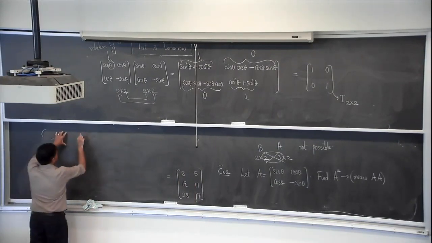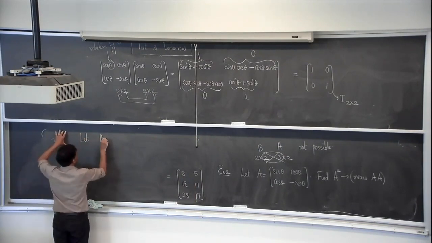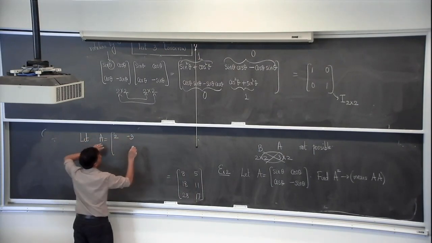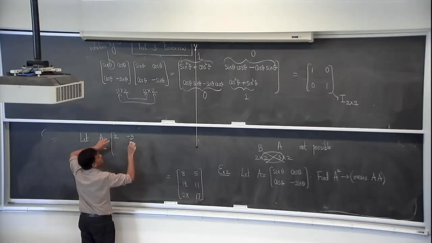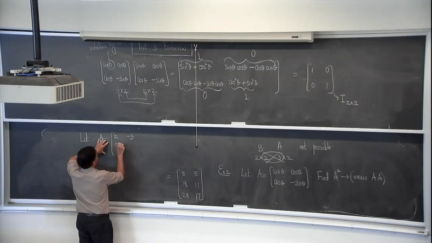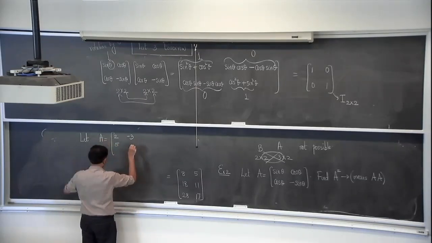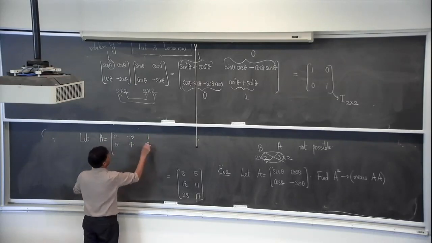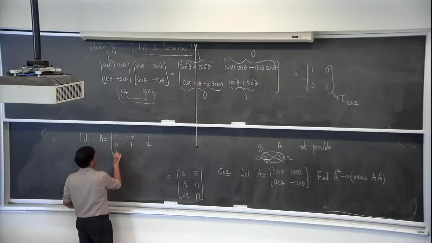So let's take advantage of this. So let A equal to 2, -3, 5, 4, let's say 1, 2, make it a 3 by 3 matrix here.